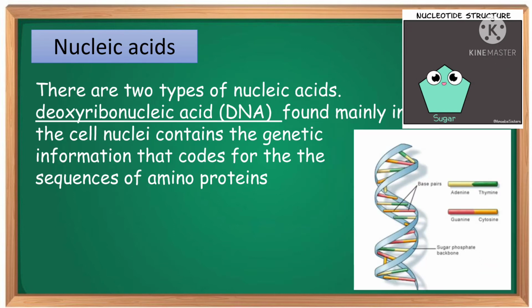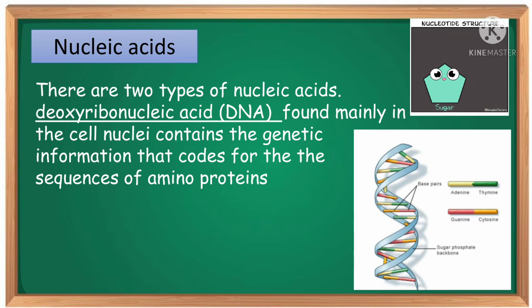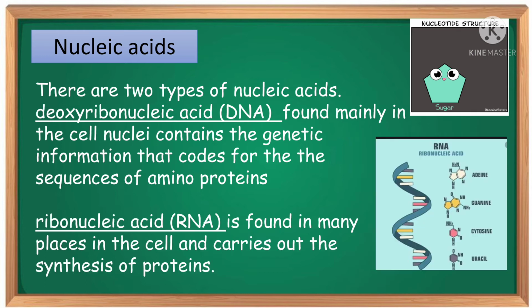And there are two types of nucleic acid. Those are deoxyribonucleic acid or DNA, found mainly in the cell nuclei, which contains the genetic information that codes for the sequences of amino acids in proteins, and ribonucleic acid or RNA, which is found in many places in the cell and carries out the synthesis of proteins. They differ in sugar content. RNA contains the sugar ribose, while DNA contains the sugar known as deoxyribose.